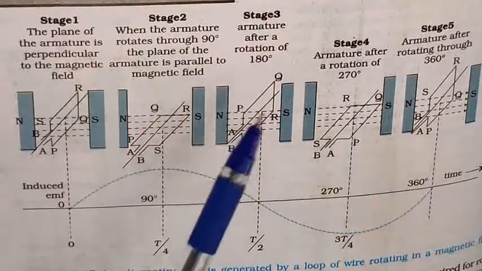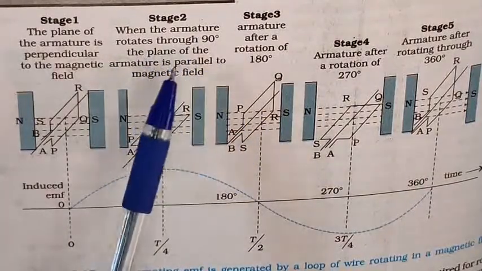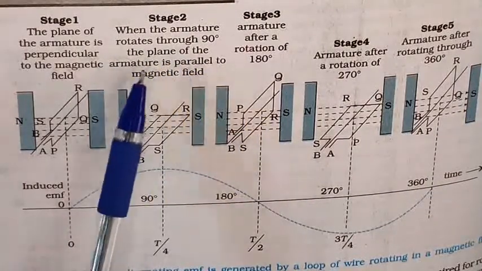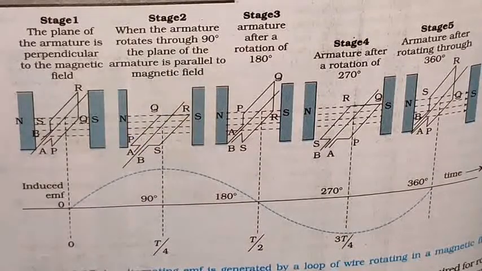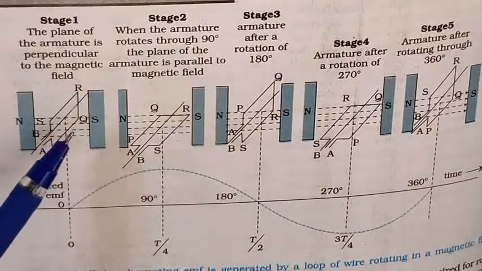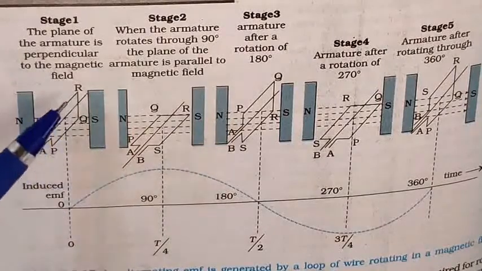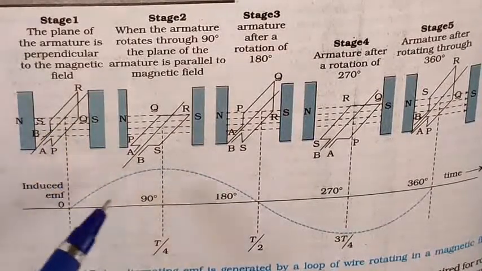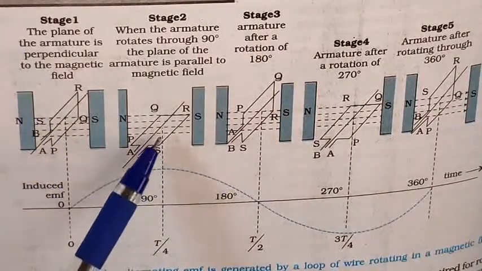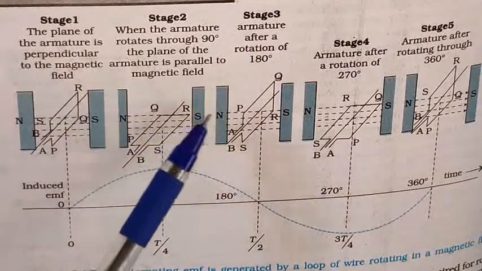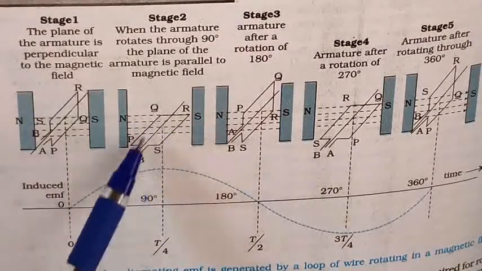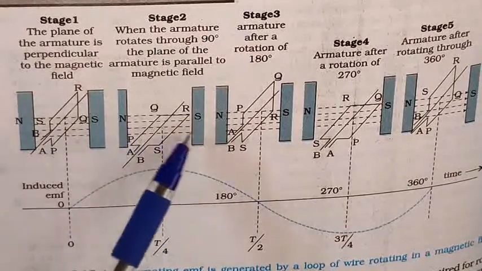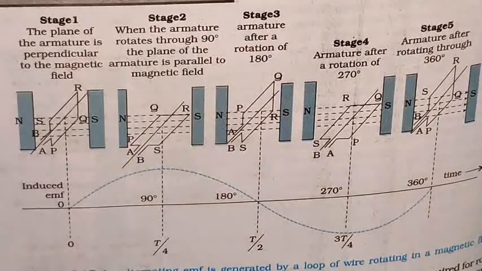And in the second one, when the armature rotates through 90 degree, the plane of the armature is parallel to the magnetic field. When this armature is rotated, just rotate this one. If this armature is rotated through 90 degree, it comes like this. In between these two magnets, the armature is like this.